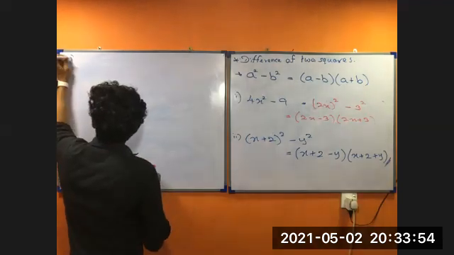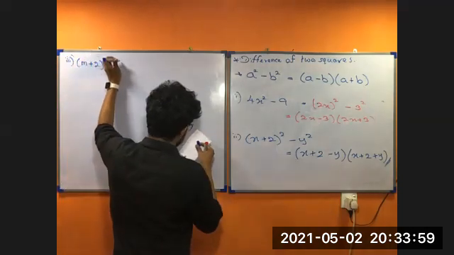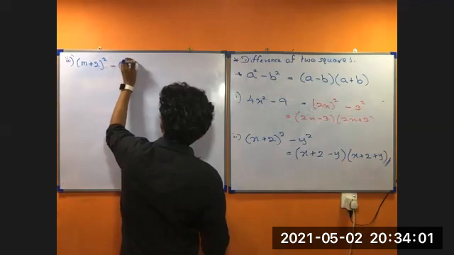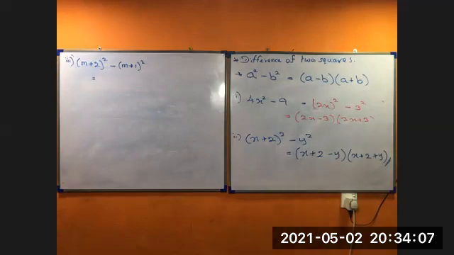Third one. m plus 2 whole thing squared minus m plus 1 whole thing squared. Only these two factors, okay? You understood, right?